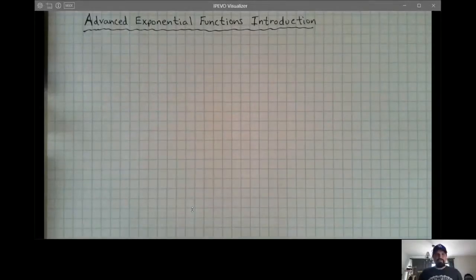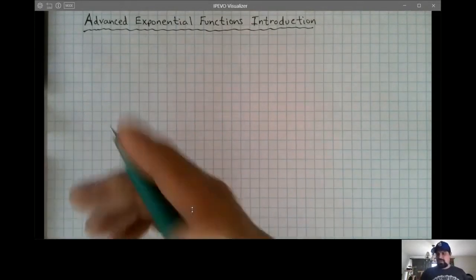Today we're going to get started by going over our advanced exponential functions when you deal with growth and decay. So for that, we're going to switch to my screen. Here we go. So we have the document camera here. We have advanced exponential functions introduction.